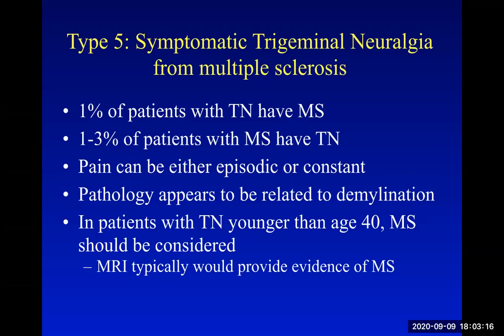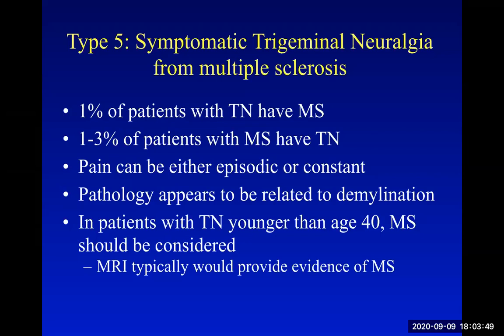So we talked about earlier how we get an MRI scan. The MRI also can tell us if we're dealing with a multiple sclerosis situation. About 2% of patients with multiple sclerosis have trigeminal neuralgia. If you look at the flip side, if a patient has trigeminal neuralgia, what's the likelihood they have multiple sclerosis? It's also about 1 or 2%. So this pain could be electrical shock-like pain, like we see in type 1 trigeminal neuralgia, but it could also be a constant pain as well.